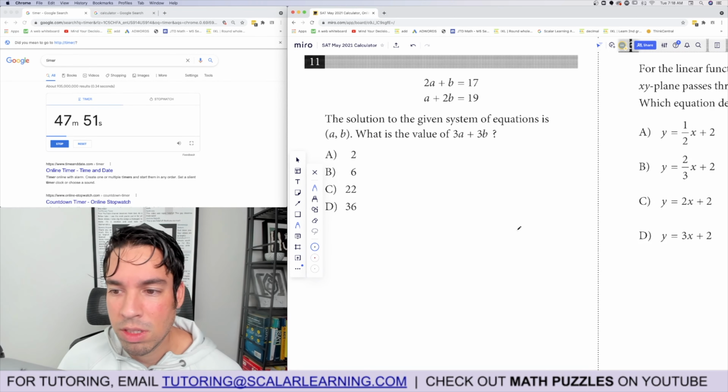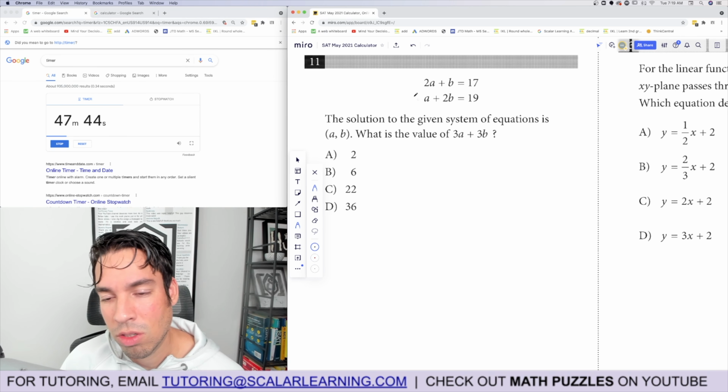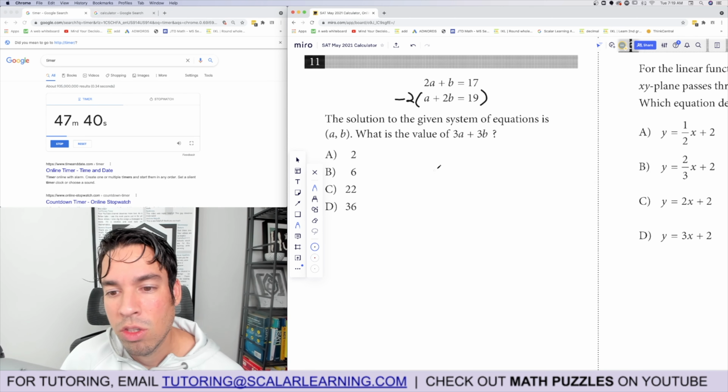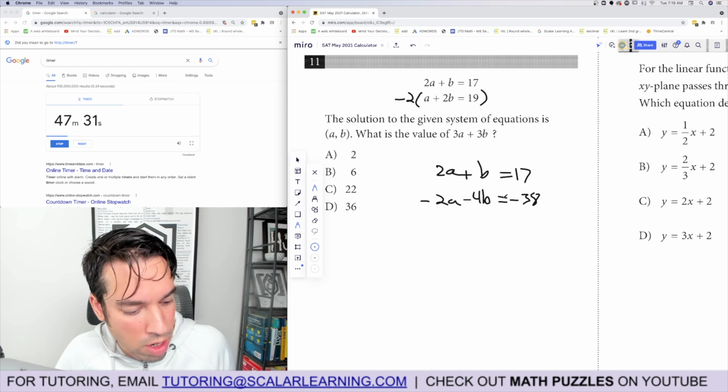Number 11. The solution to the given system of equations is (A, B). What's the value of 3A plus 3B? Got it. So we gotta get the solution. I'm going to use elimination. I'm going to multiply the bottom one by -2. Why not? Then rewrite the top one. Negative 2A minus 4B, right? Everything multiplies by -2 equals -38. Make sure I didn't miss anything.